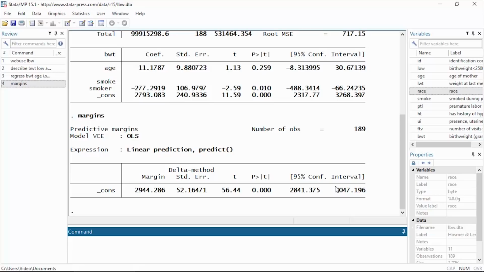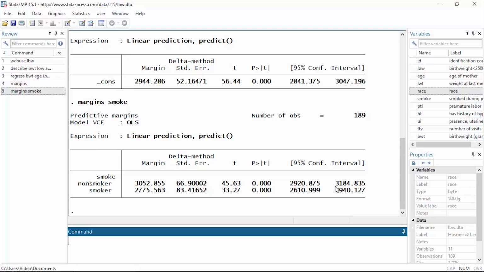Maybe I'd like to calculate the predicted birth weight if all mothers were smokers or if all mothers were non-smokers. So I can type margins smoke, and margins will then calculate the expected birth weight for mothers who didn't smoke and mothers who did. For mothers who smoked, the expected birth weight for their infants was about 2,776 grams. For mothers who didn't smoke, the expected birth weight of their infant is about 3,053 grams.